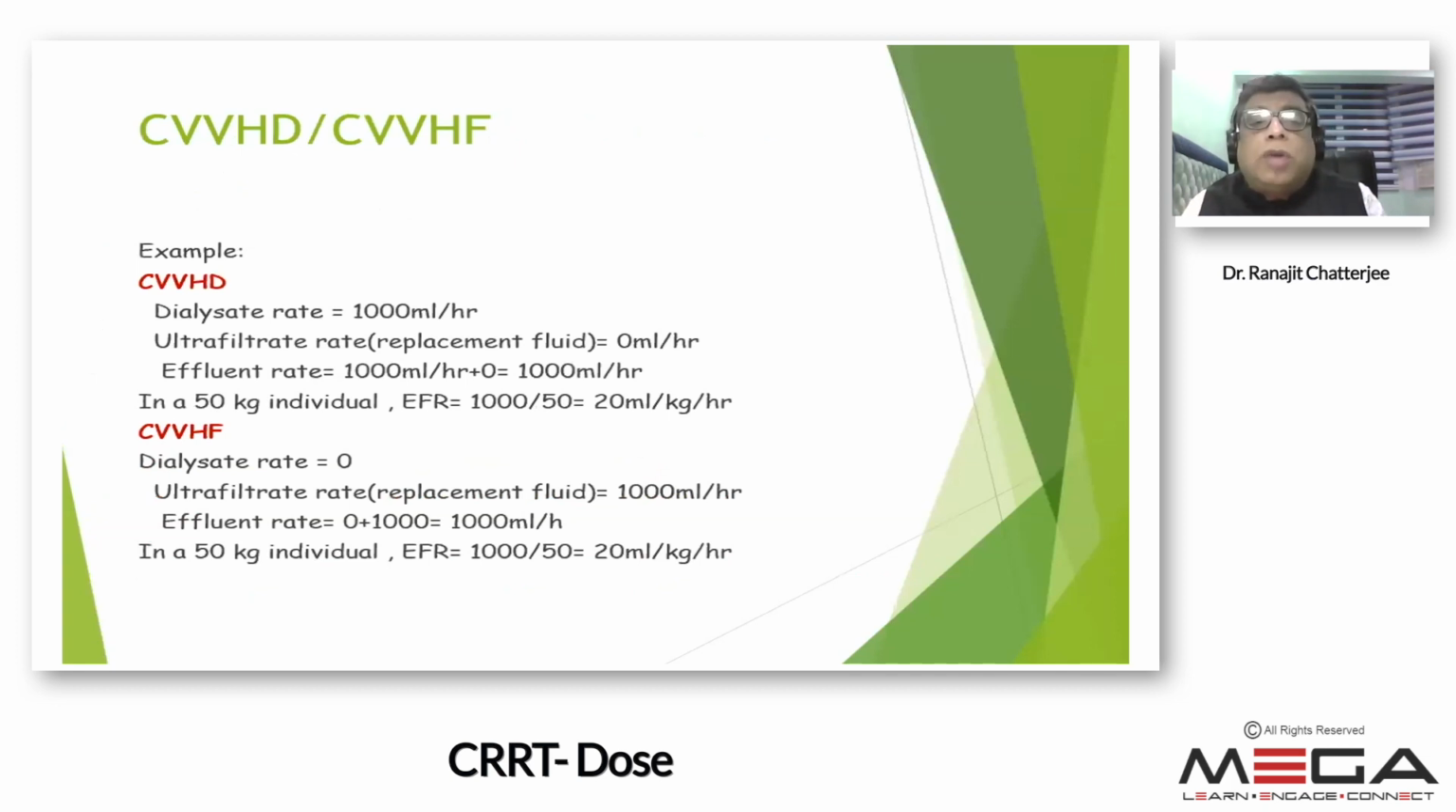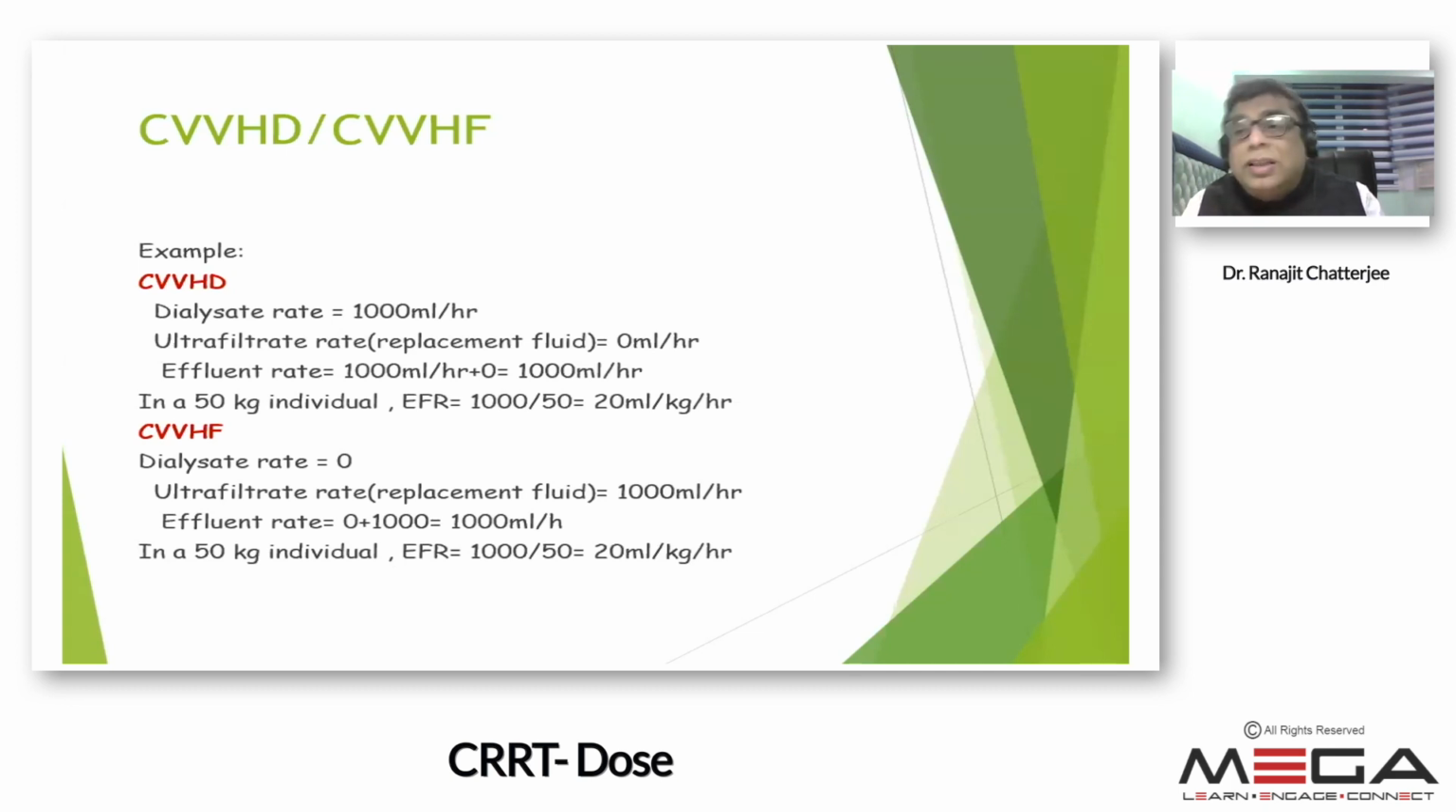Suppose you are doing continuous veno-venous hemodialysis. Here the dialysis rate is 1000 ml per hour, but the ultrafiltrate is 0. You don't want to take any amount of extra fluid from the patient. For example, you just want to remove urea, creatinine, and improve the acidosis of the patient. So there you do a dialysis. So here the dose, in a 50 kg individual, in the effluent only 1000 ml is coming. It becomes 1000 divided by 50, that is 20 ml per kg per hour.